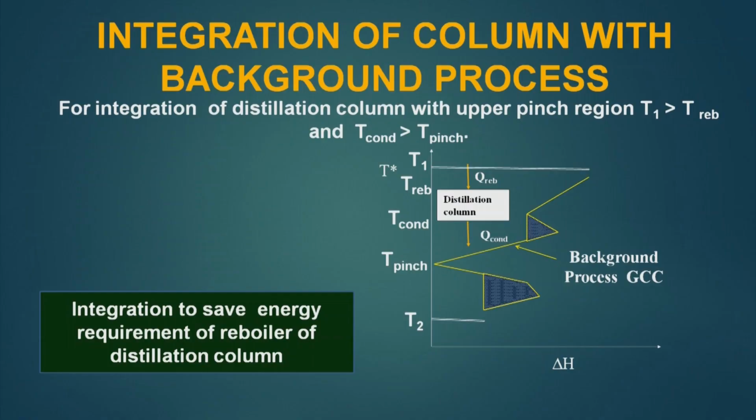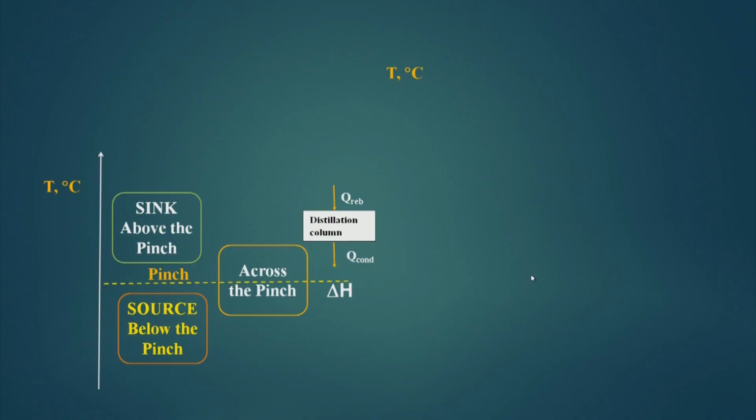Integration to save energy. Why are we doing integration? To save the energy requirement of the reboiler of the distillation column, and we are also saving cooling utility. Now, the distillation column can be integrated above the pinch or it can be integrated across the pinch. When it is integrated across the pinch, it takes Q reboiler from above the pinch area and rejects Q condenser in the below the pinch area.